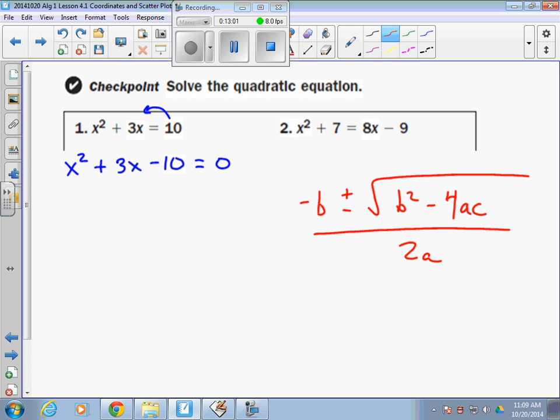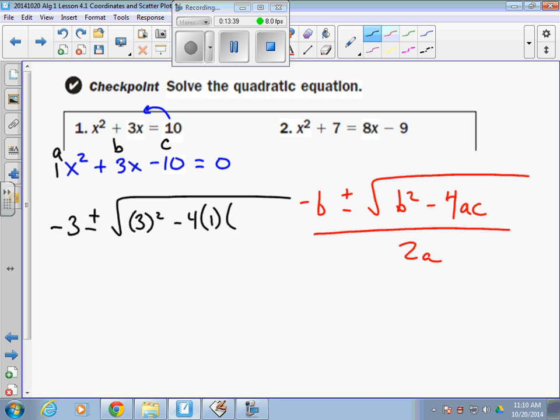All right, let's see if we have it all plugged into the correct spots. Remember what everything is. The first number, your a value, is 1. Your b value is 3. Your c value is negative 10. So all we're doing is plugging it in. Negative b's value is 3. Negative 3 plus or minus the square root. And just draw yourself a big long square root like that. b squared is going to be 3 squared, minus 4 times a's value, 1, times c's value, negative 10. And all of that is over 2 times a's value, 1. That's how you should have it plugged in or substituted.